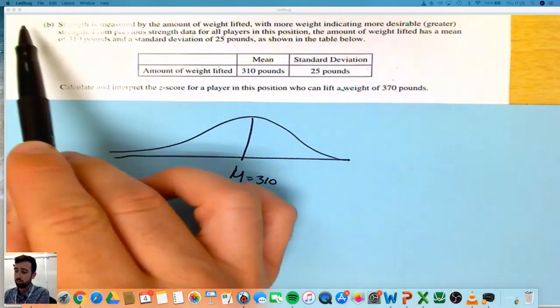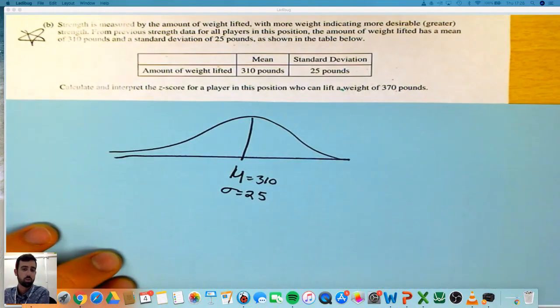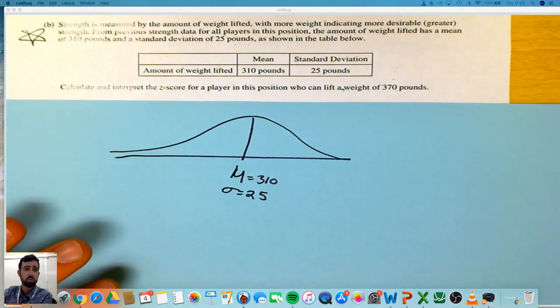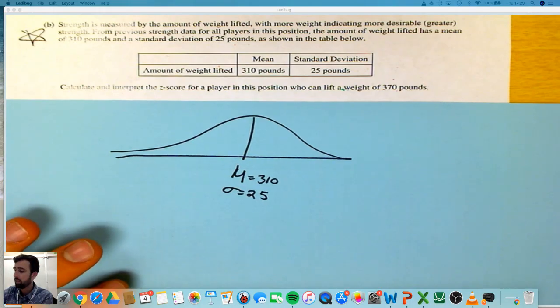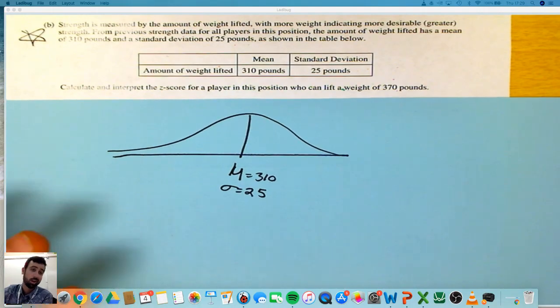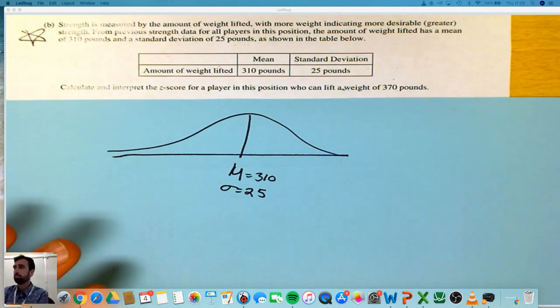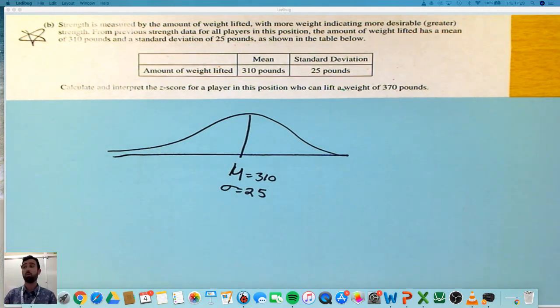They should mention that this is a normal distribution, because we can't do z-score calculations if it's not normal. We're going to assume that it's normal since they're asking us on the AP exam, but you need to make sure that it's normal in order to do any of these calculations.